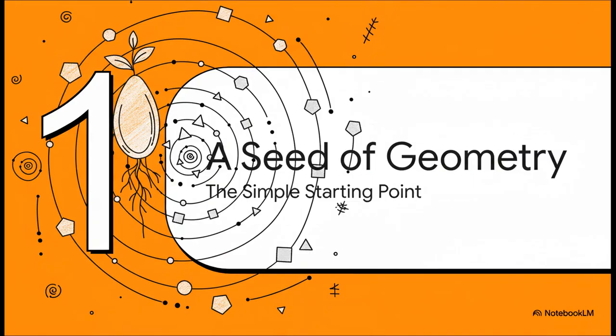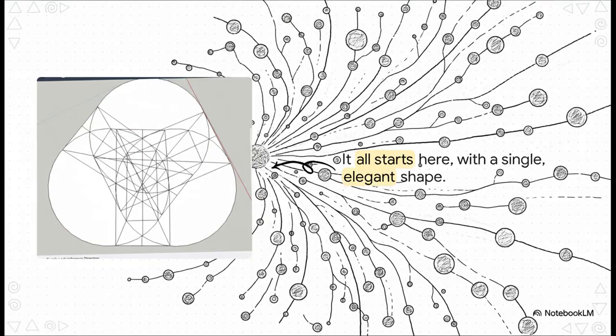Okay, so to figure this out, we've got to go backwards. We're going to peel back all those layers of complexity and go right back to the very beginning to find that one simple starting point, the seed, if you will, for this whole geometric universe. And here it is. I know it seems totally impossible, but that whole cosmic web we were just looking at, it all comes from this one single elegant shape.